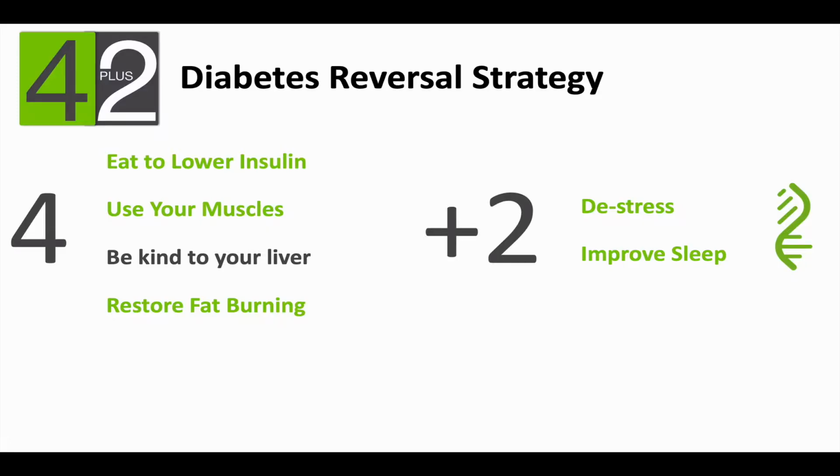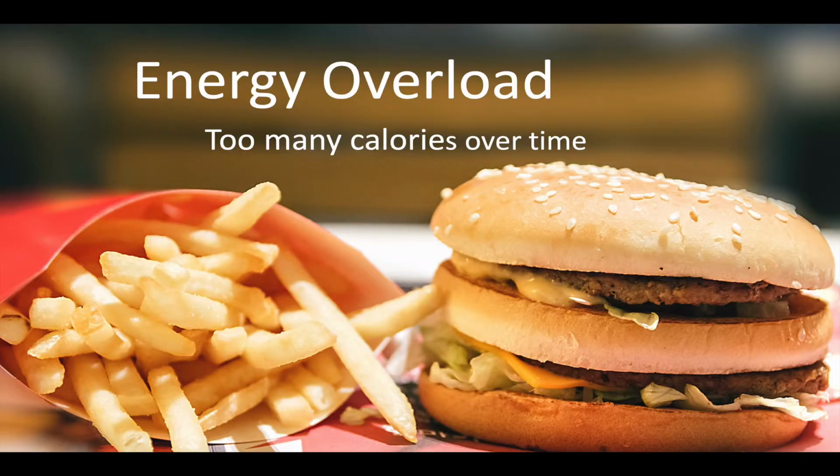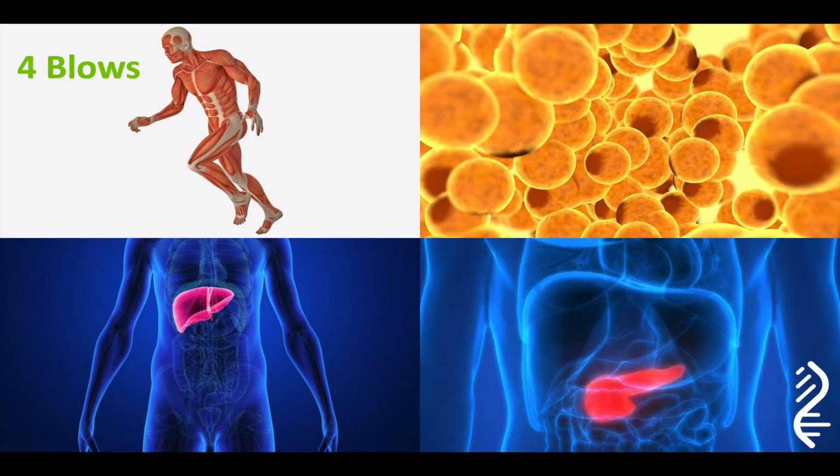Today, we are going to talk about being kind to your liver and why that's important in order to reverse insulin resistance and type 2 diabetes. So, in our model, we've talked about how energy overload is underlying type 2 diabetes and specifically insulin resistance. So, too many calories over time. And what we see is these four blows. So our two buffers, our muscle buffer, which buffers the glucose system, and our fat buffer, which buffers all the energy systems, basically become overwhelmed, and we start to see the effects at the liver and pancreas.